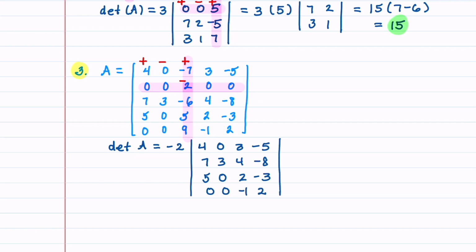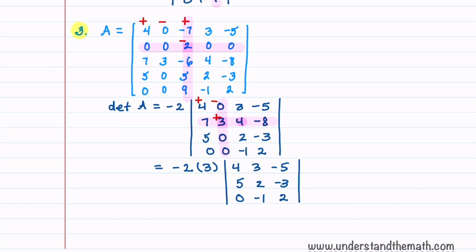Now let's look and see to find which row or column has the most zeros. Our second column is the one with the most zeros, so that's the one we want to expand along. We start our plus minus again. The plus goes in the upper left, minus, plus. Let's cross out the row or column common to 3, and we can begin our calculation. We have a minus 2. Now we have a 3, and then the 3 by 3 determinant that remains is 4, 3 minus 5, 5, 2 minus 3, and then 0 minus 1, 2.